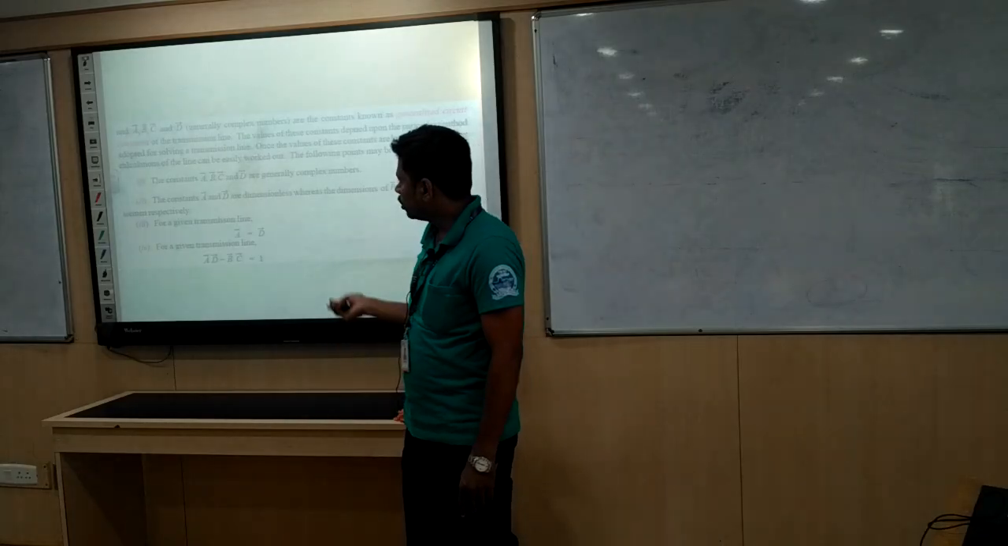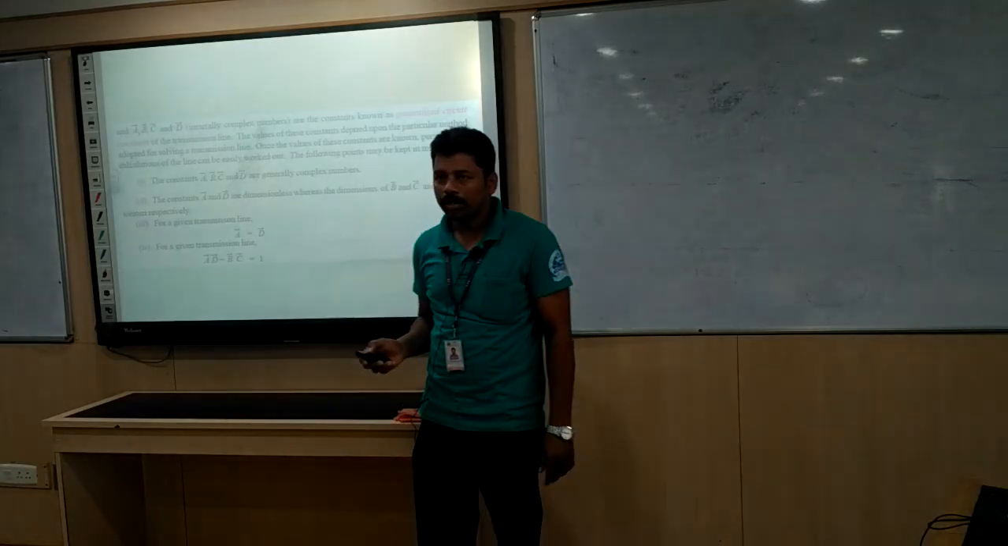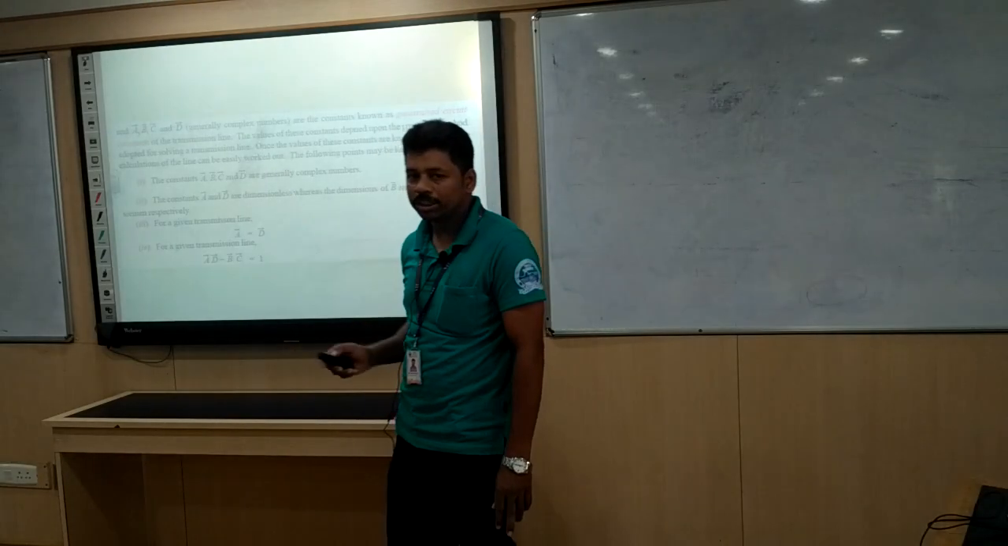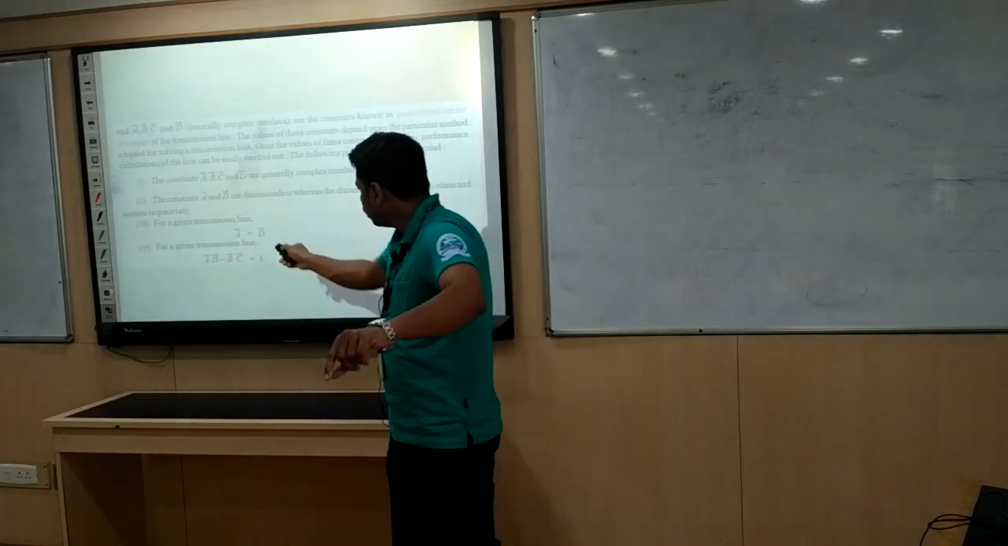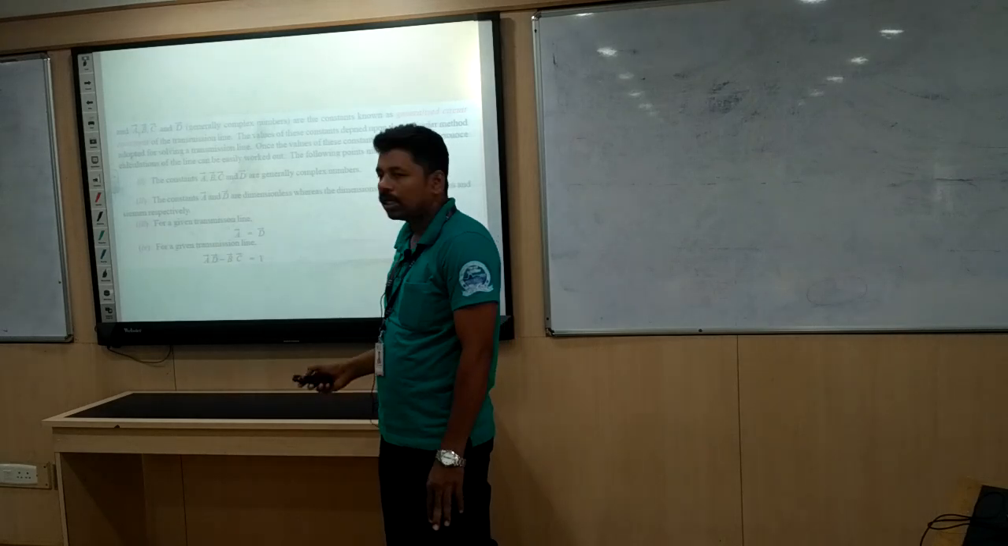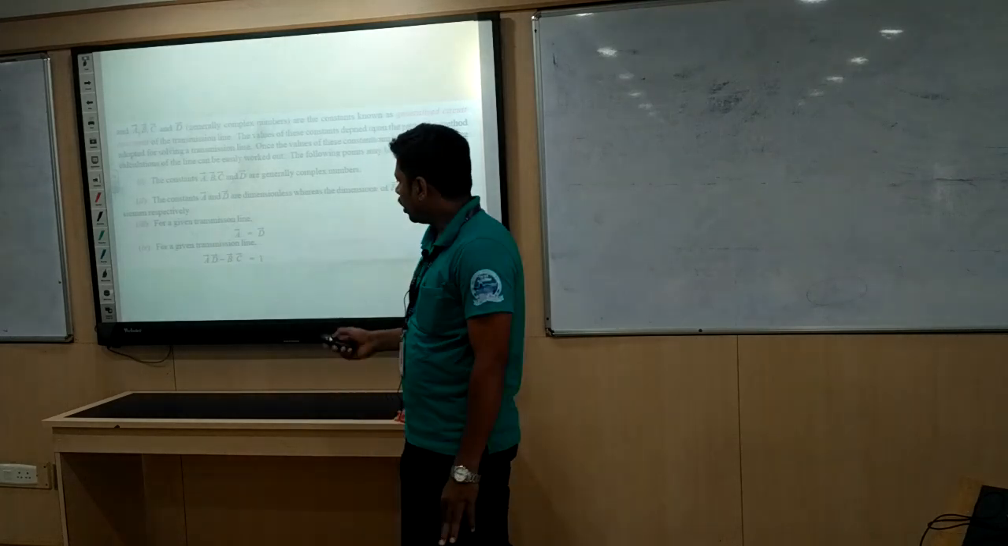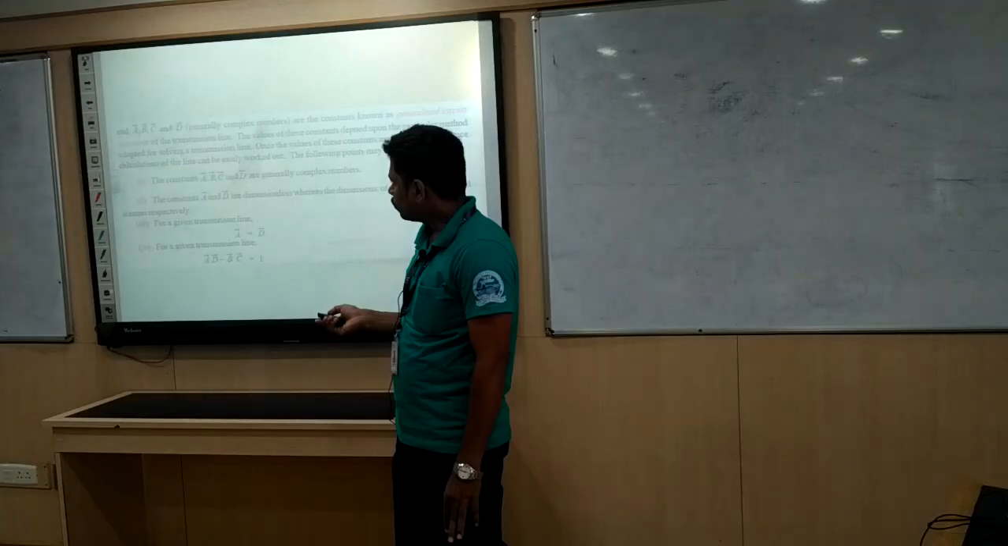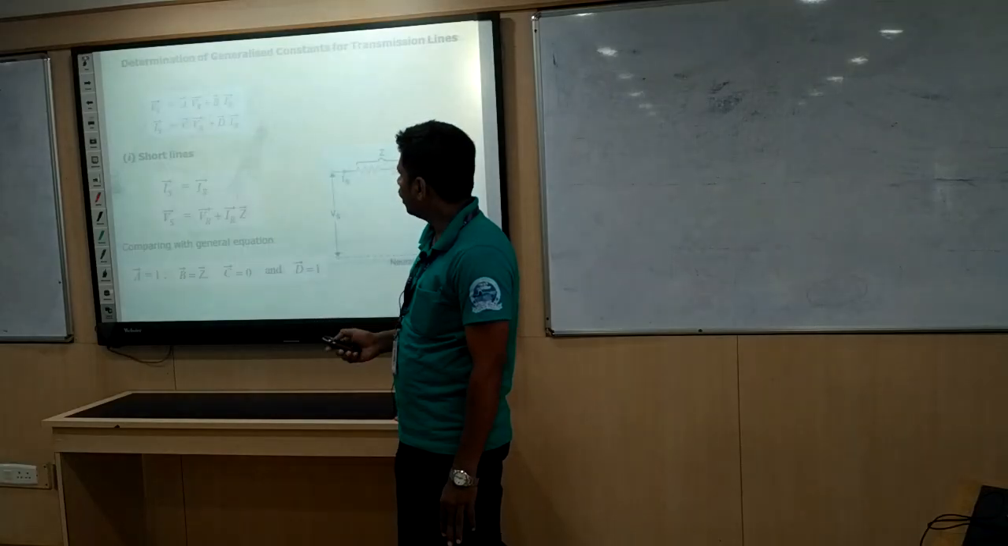Coming to the ABCD parameters, always after forming the ABCD, we have to check that there are two conditions to be satisfied: A equal to D and AD minus BC equal to 1. These are the conditions we have to satisfy, so that we are able to check the corresponding parameters.